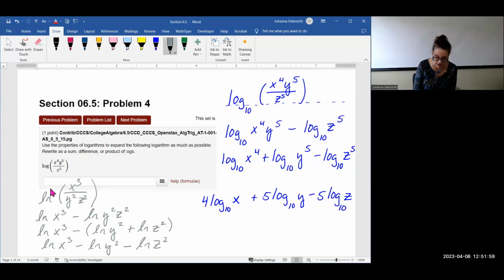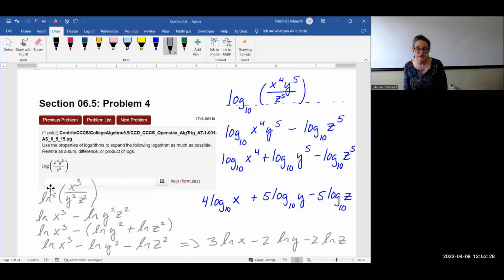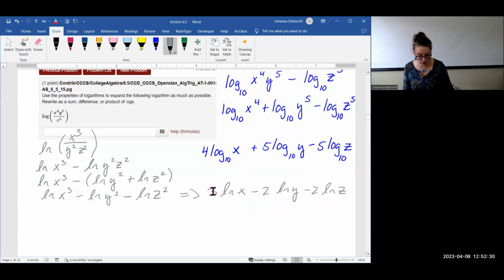The easier way to think of it is anything coming from the denominator is going to have a negative, because in the denominator, the exponent would have been negative if you'd moved it. And anything coming from the numerator is going to be positive. And then the last thing we want to do is rewrite it by pulling the powers to the front. So we would get 3 natural log of x minus 2 natural log of y minus 2 natural log of z. Let's move on to another problem.